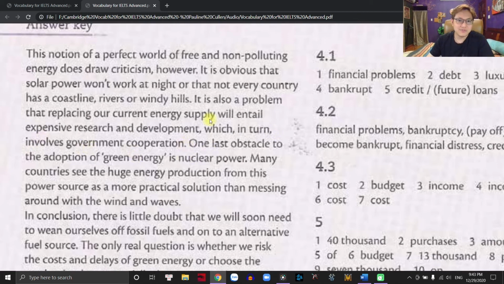So basically this one further discuss about how complicated, how difficult it is to replace things.